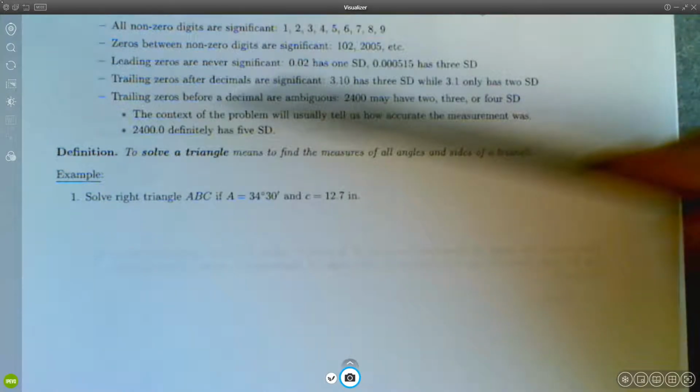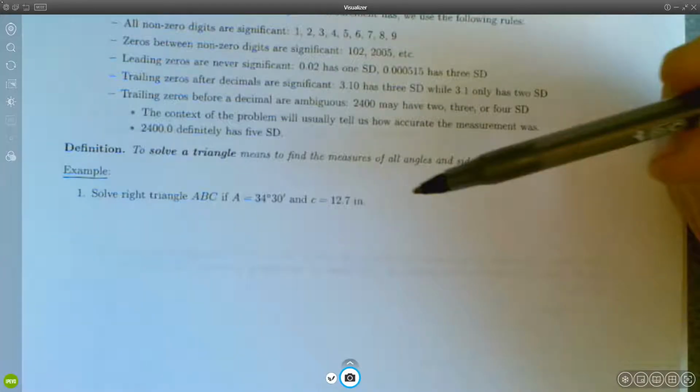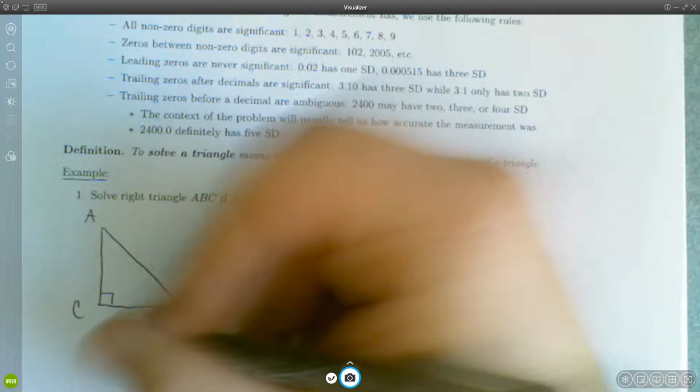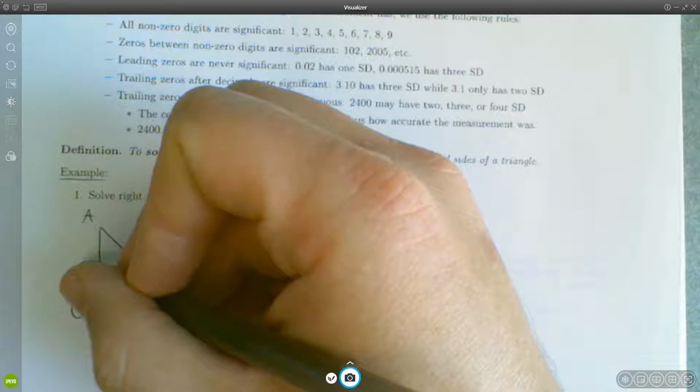We're going to be solving some triangles. To solve a triangle means to find the measures of all angles and sides of a triangle, and we're just working with right triangles in this section. So let's solve right triangle ABC if A is 34 degrees 30 minutes and c is 12.7 inches. It's a standard convention that with right triangles, angle C is the 90-degree angle, so we label the triangle ABC like that. The other convention is that the side opposite an angle gets the same letter in lowercase. So this side would be lowercase a, this side lowercase b, and this side lowercase c.